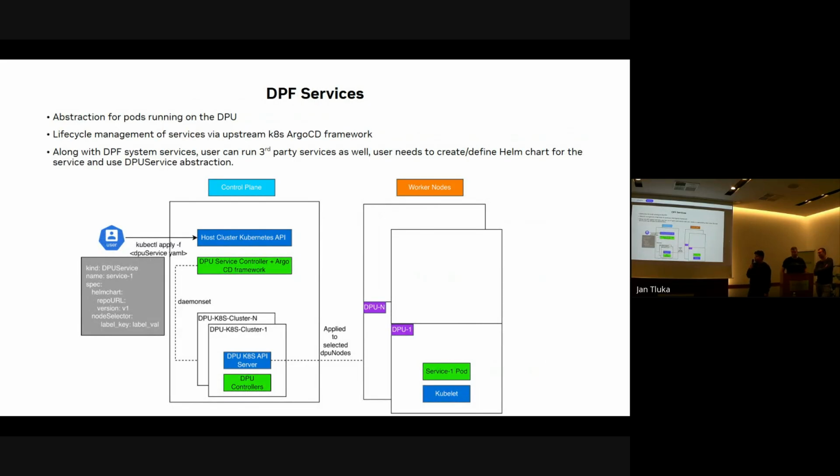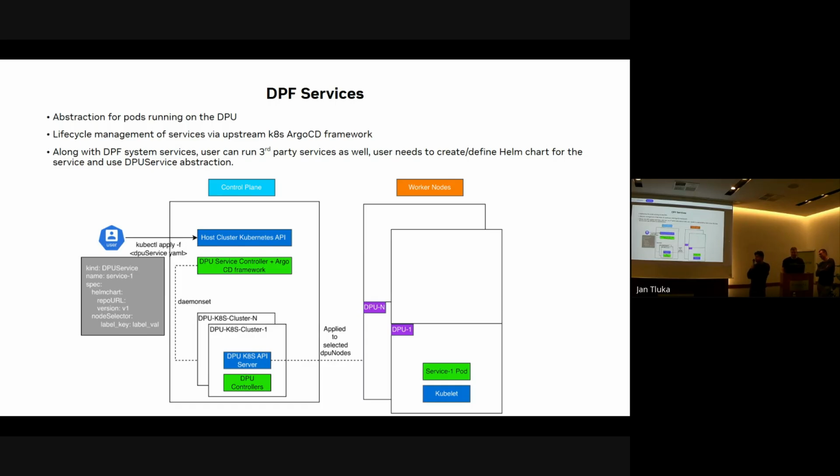Once DPUs have joined the cluster, you would want to launch your pods on them. The way it works is, as I mentioned in the previous slide, the abstractions are there for you to use. You can containerize your application, create a Helm chart out of it, and specify the link of that Helm chart in the DPU service abstraction. You apply that YAML in the main cluster, and the DPF machinery kicks in. We use the Argo CD framework, so it will convert that CRD into Argo CD specific CRDs, and eventually it will translate into the daemon set for the DPU K8s cluster.